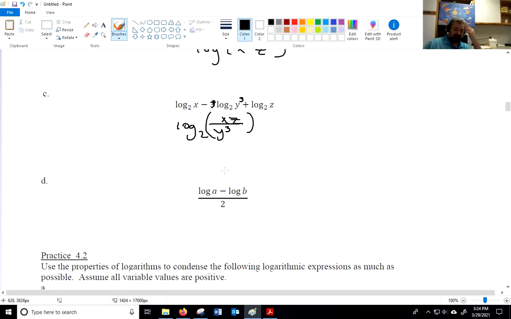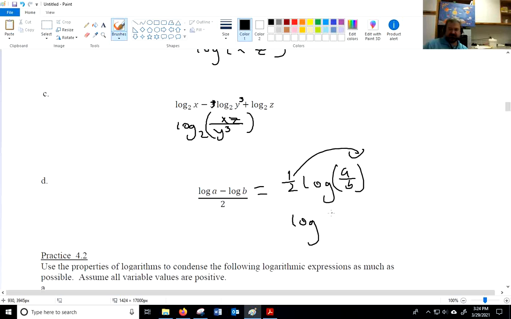Okay, on this one here, we can realize that the log of a minus the log of b is equal to the log of a over b. And the whole thing's divided by 2, so it's like a 1/2 there. And we can bring the 1/2 up on top. So we can write it like this. Or you can write it as the square root of a over b.